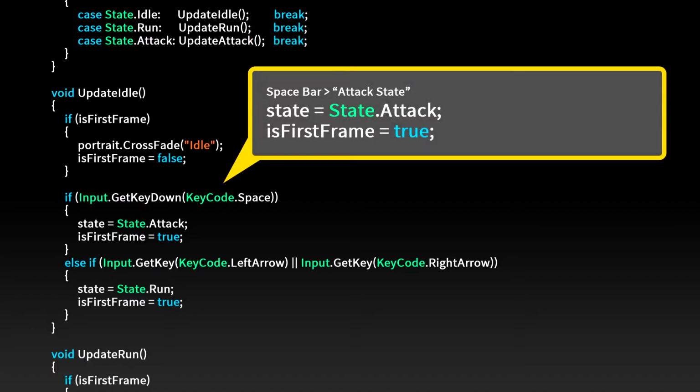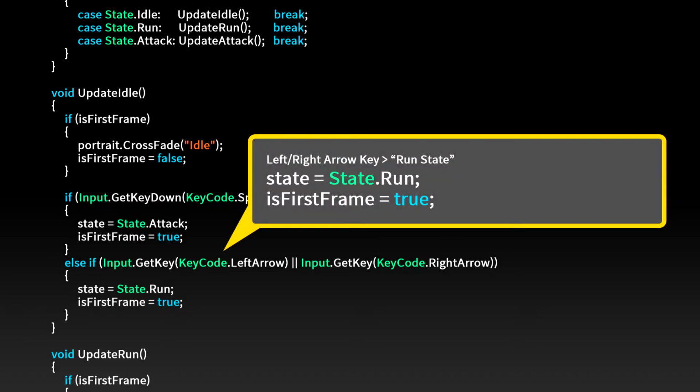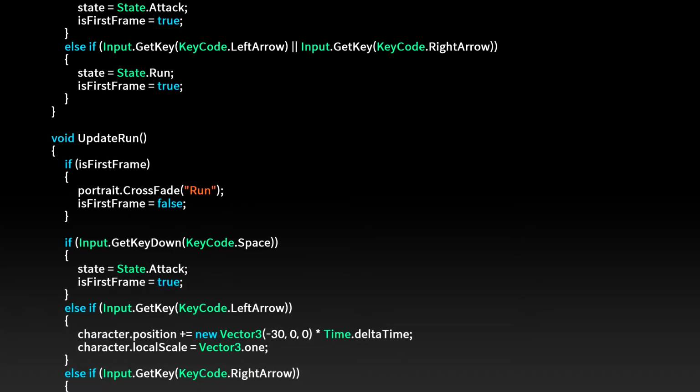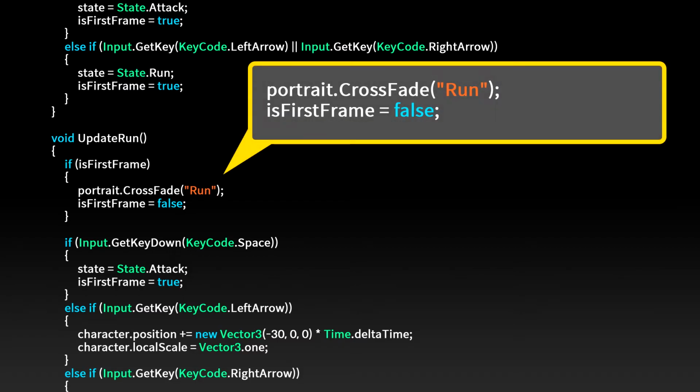Pressing the spacebar changes to the attack state. Pressing the left arrow key or right arrow key switches to the run state. The UpdateRun function operates in the run state. The code is almost the same as before.